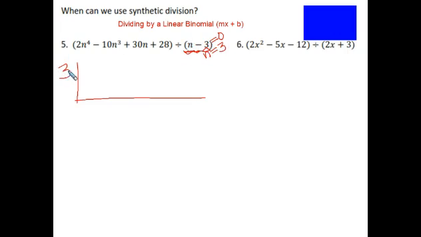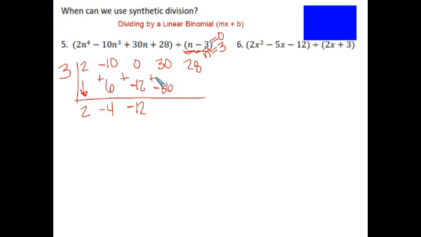So we would put a number of 3 on the outside, and then we can use the coefficients of 2, negative 10. Notice how we're missing an n squared, so we've got to put in a 0, and we can use 30 and then 28. So when we go through this synthetic division process and do our multiplication and our addition all the way through, let's see, 3 times negative 12 is negative 36. Add that to 30, we get negative 6. 3 times negative 6 is negative 18. And add that to 28, and we get 10.